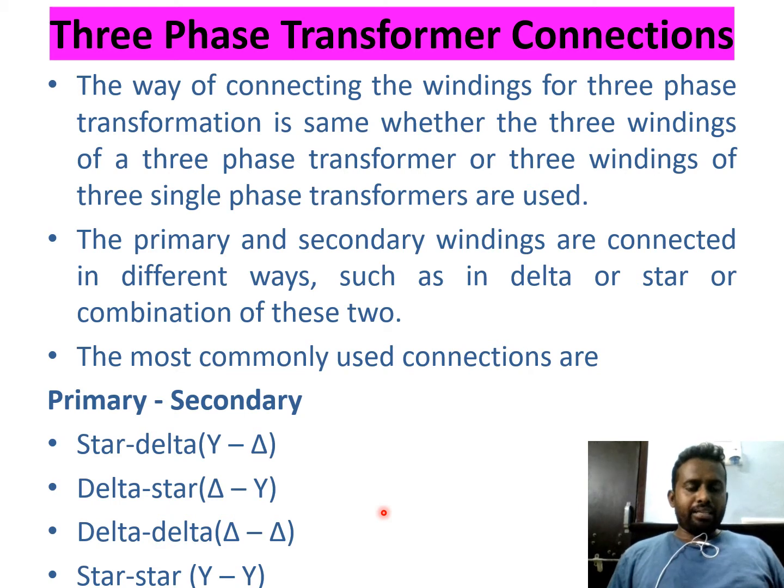As you know, primary has 3 phases, and secondary has 3 phases. This has to be connected either in star or delta. So let us see how we can connect these 3 phases in star and delta. Then we'll see these types of connections.